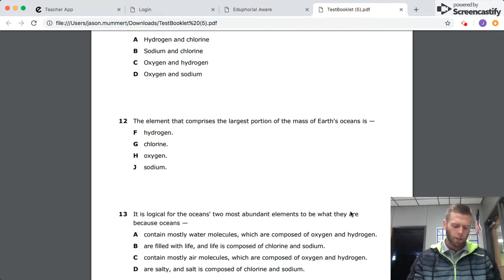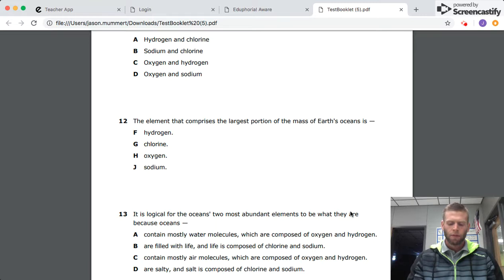All right, so using the charts below, answer question 17. 17, which element makes up the largest portion of the composition of the Earth's crust but is not present in notable amounts in any other system? A, sodium, B, silicon, C, calcium, or D, argon.